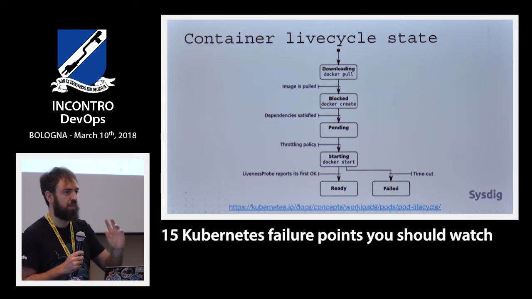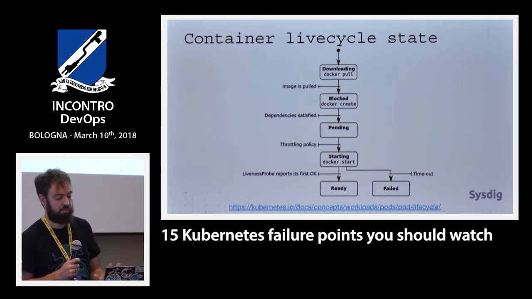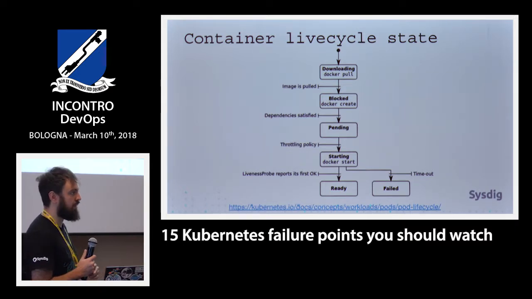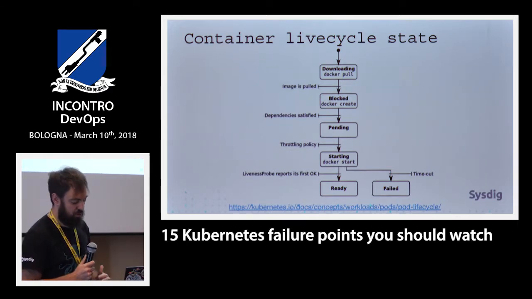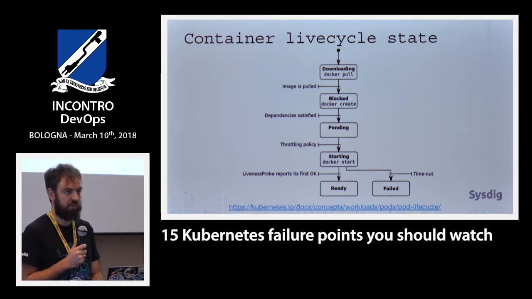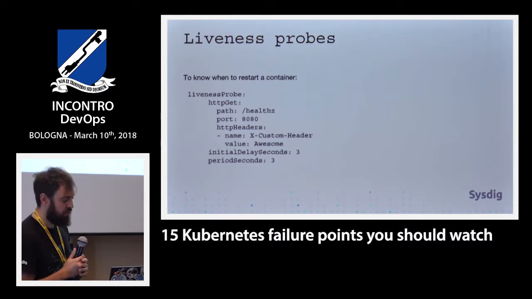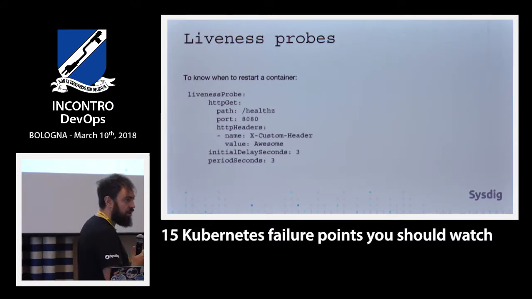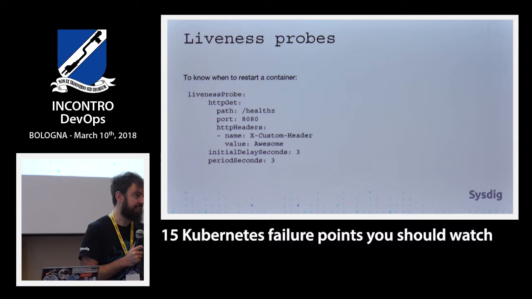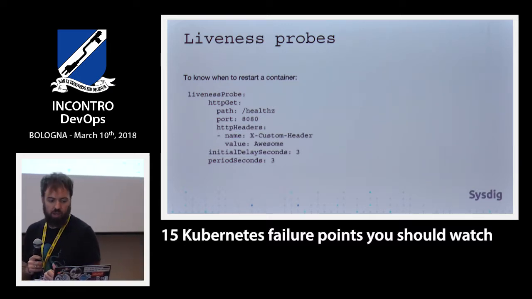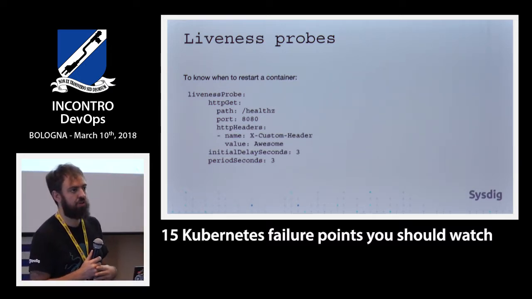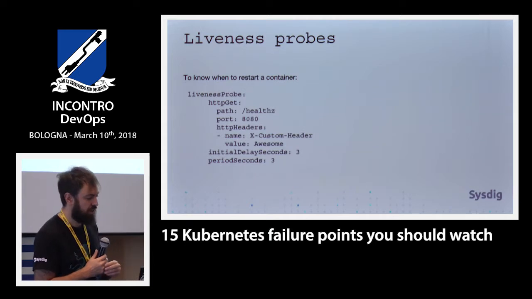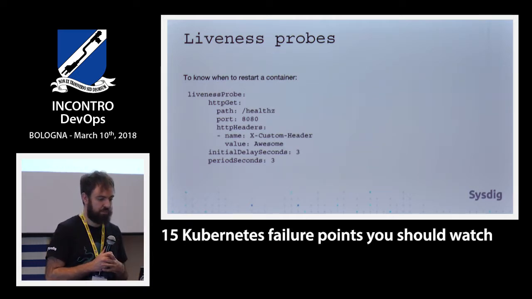There are many words, much terminology. So you go to the pod lifecycle documentation page, you have all the information there, but it's something you need to understand. And to look at the status of each container, Kubernetes has two helpers. Number one is liveness probes.